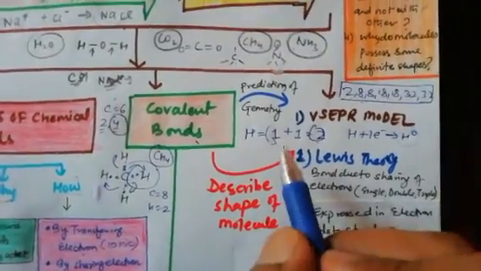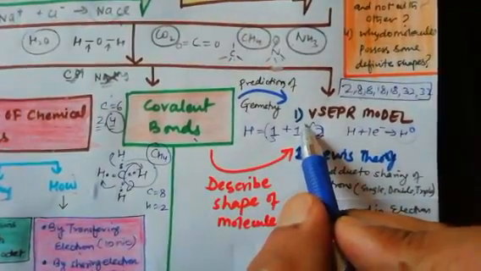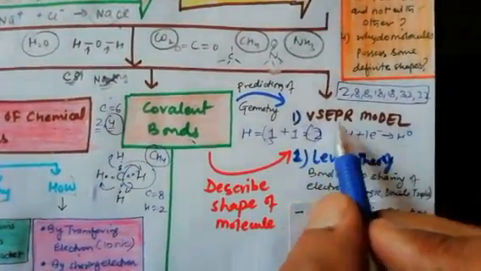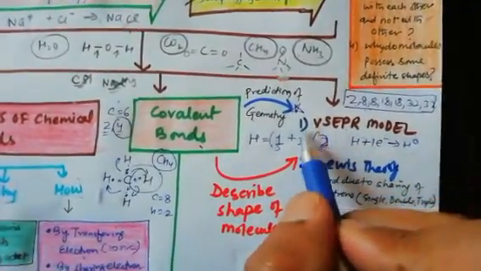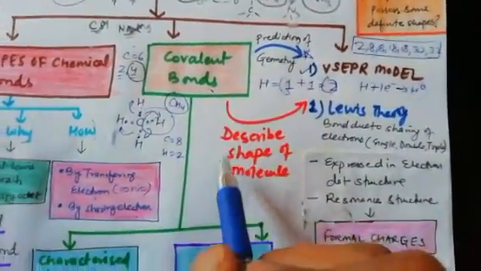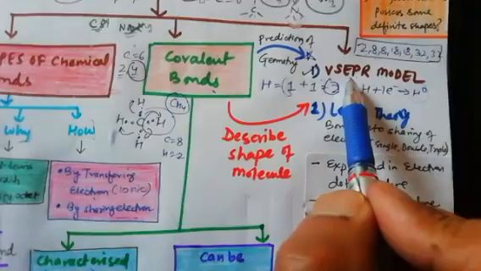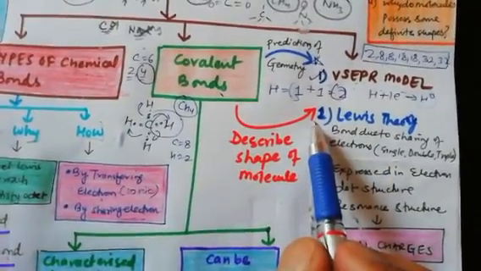What can be the geometry? That is one theory, that is VSEPR theory, valence shell electron pair repulsion theory. This theory is very important, we will study in detail. Then it will describe the shape of the molecule. Here it will describe geometry, and here it will describe the shapes of a molecule.